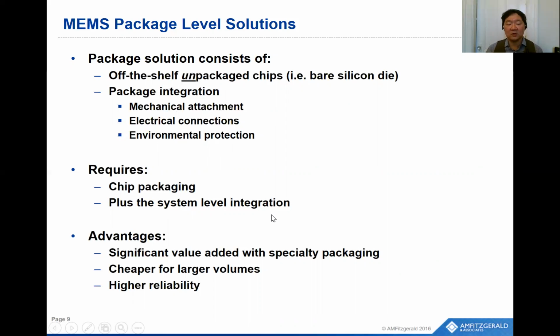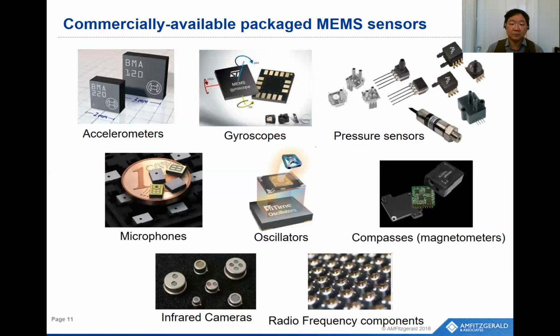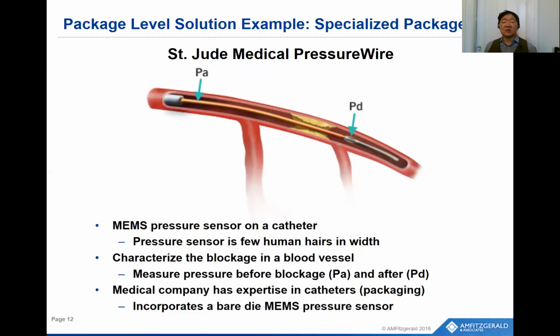And so why would you want to do this? Well, there are a couple of reasons. One is that you can add a lot of value with specialty packaging. A good example of this is the St. Jude Medical's pressure wire. St. Jude is a large biomedical device company. They have particular expertise with catheters, and what they've done is they've placed a pressure sensor on a catheter.